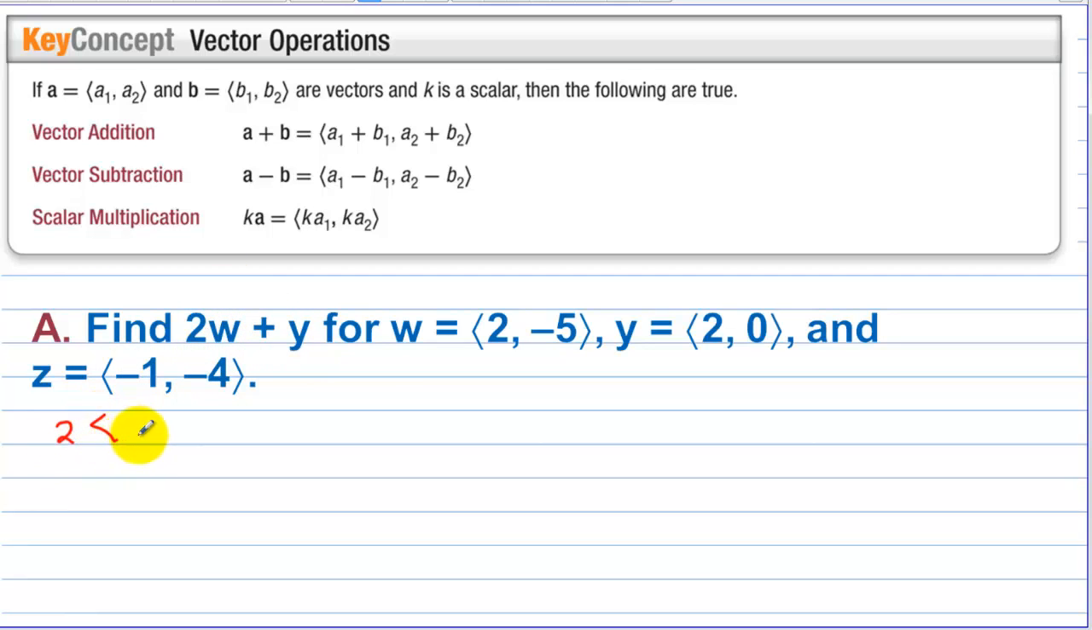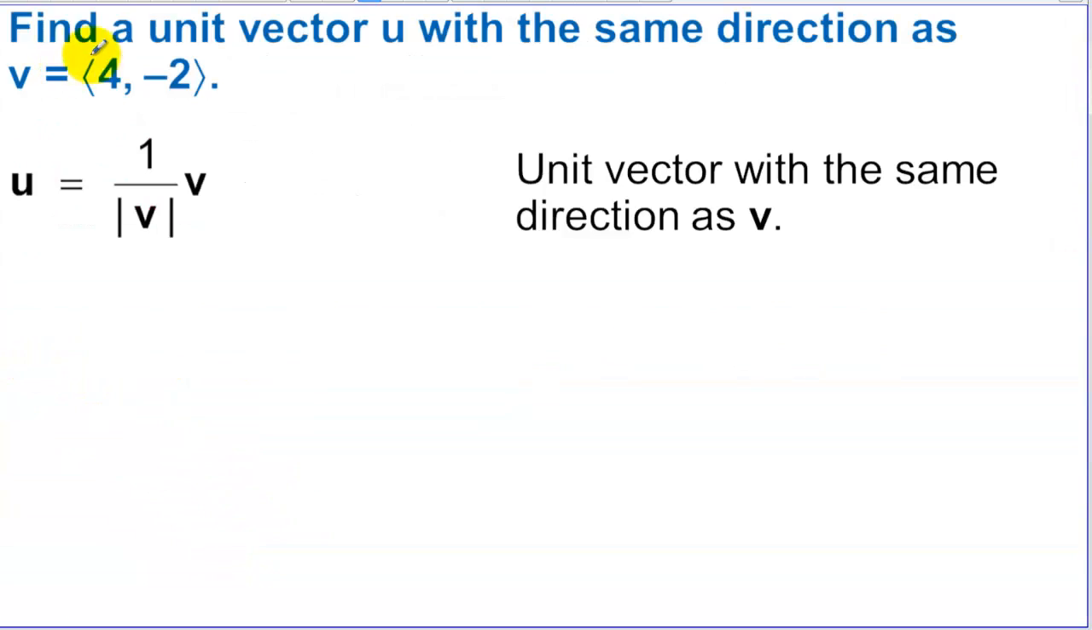So we want 2 times w, which is ⟨2, negative 5⟩. And then we're going to add on ⟨2, 0⟩. And we do exactly what you might think. This is going to be ⟨4, negative 10⟩ when we multiply by 2. And then when we add, we just add the x's, which is 6, and add the y's. That'll be negative 10.